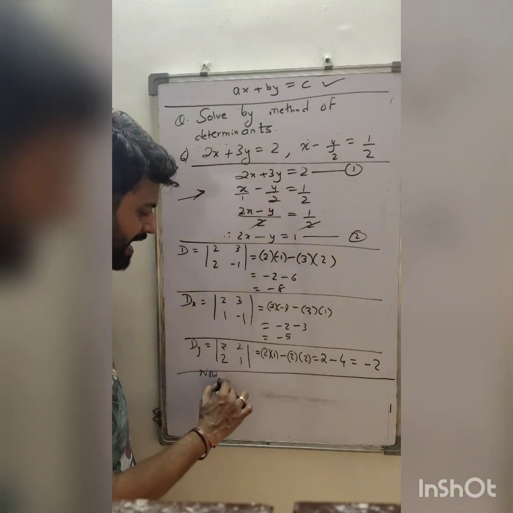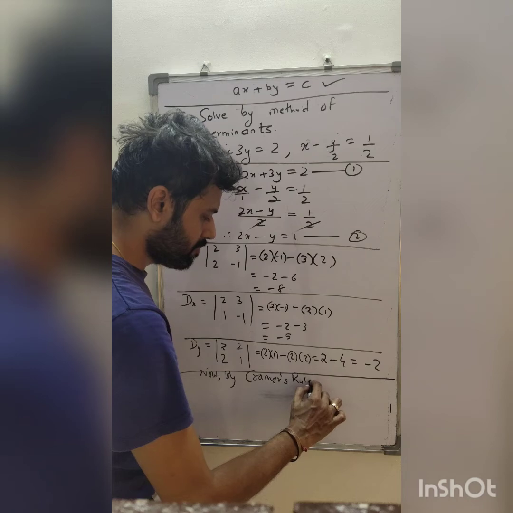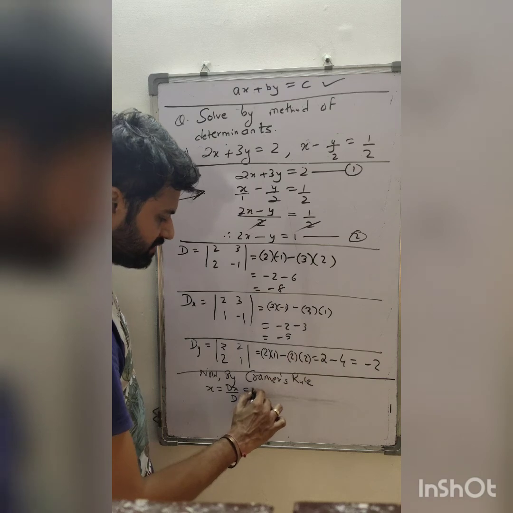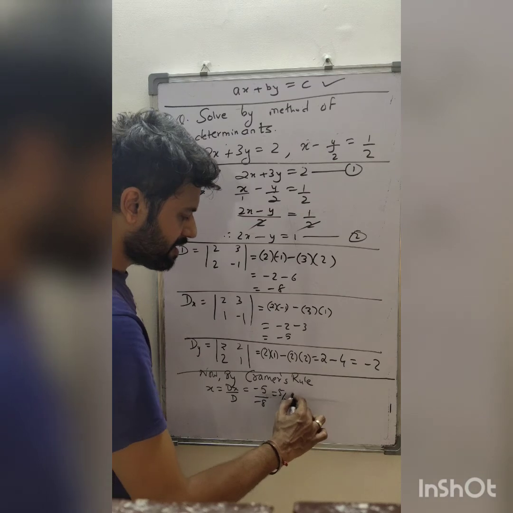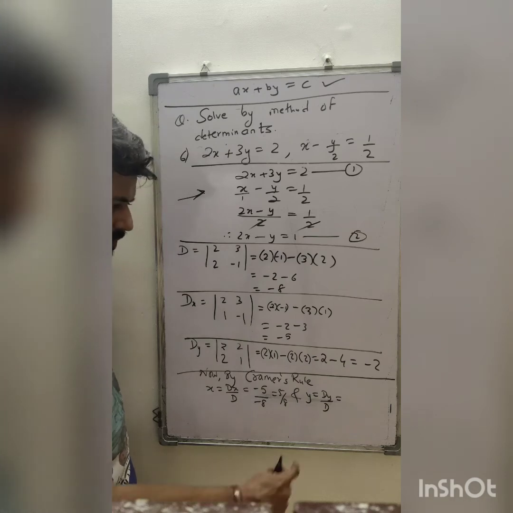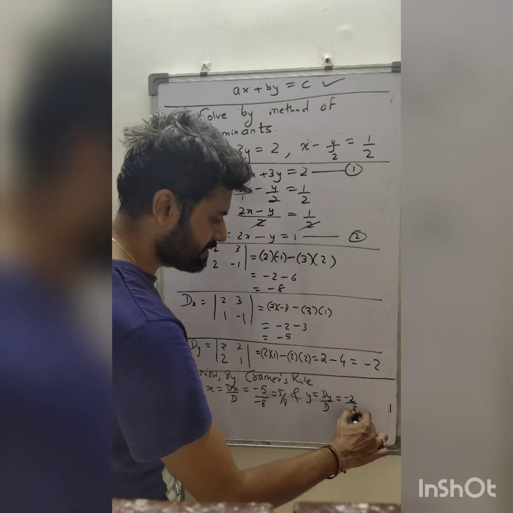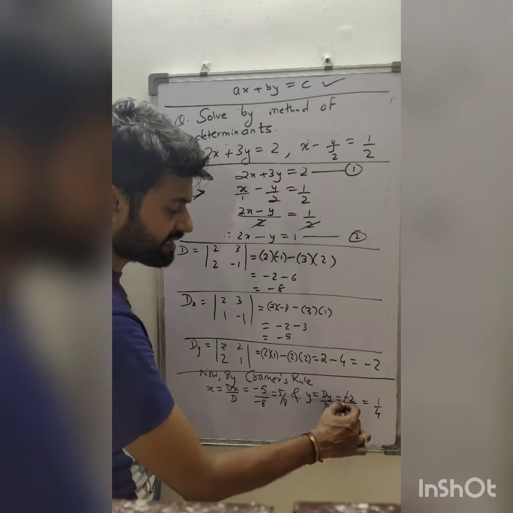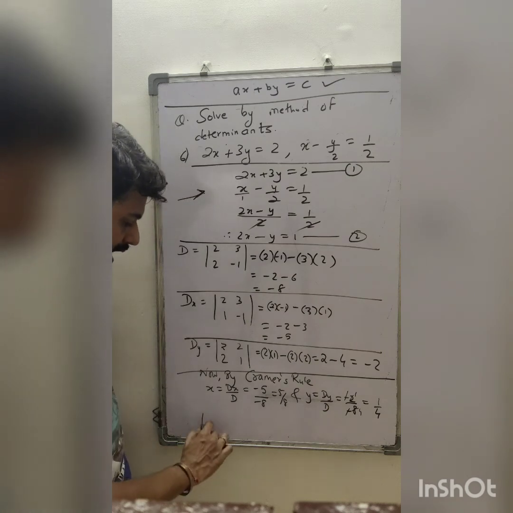We now write by Cramer's rule. The value of x is equal to Dx upon D, that is minus 5 upon minus 8, that is 5 upon 8. And y is equal to Dy upon D, minus 2 upon minus 8. Answer will be 1 upon 4. Remember, 1 upon 4, minus minus gets cancelled. 2 ones are 2, 2 fours are 8.